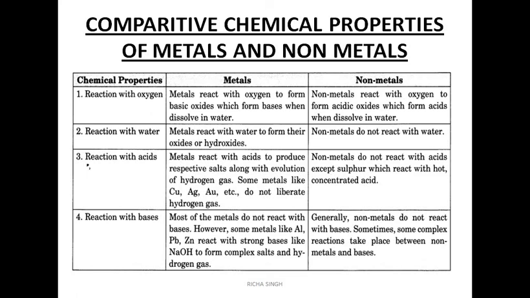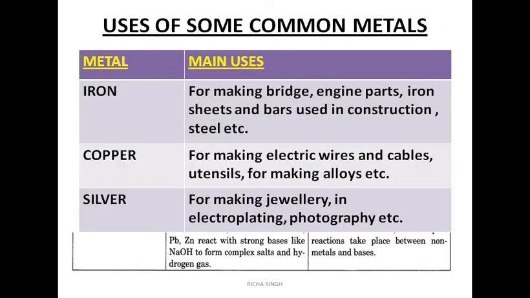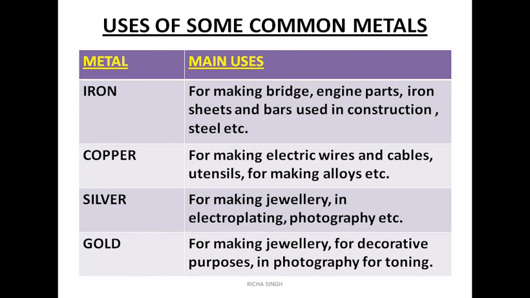Reaction with bases also we have studied. There were some metals like aluminium, zinc, lead. They were reacting with strong bases like sodium hydroxide to form complex salt and hydrogen gas was liberated. Non-metals generally do not react with bases. So these four chemical properties we have studied, and these are the differences between metals and non-metals on their chemical properties. Now let's move on to uses of some common metals.